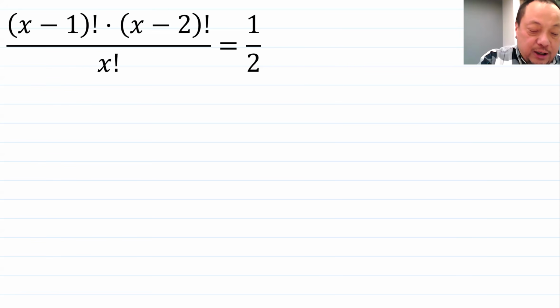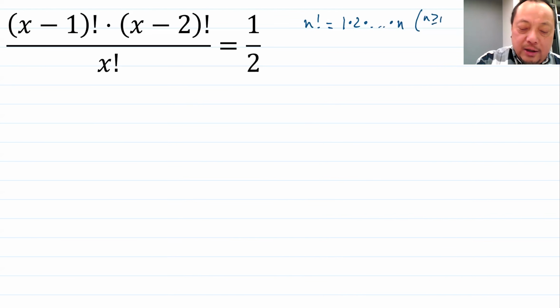All right, what's the definition of a factorial? n factorial is defined as multiplying all numbers from 1 up to that number n, so 1 times 2 times all the way up to n, if n is greater than or equal to 1. Whereas for 0 factorial, we just define it to be equal to 1. So let's expand this out.